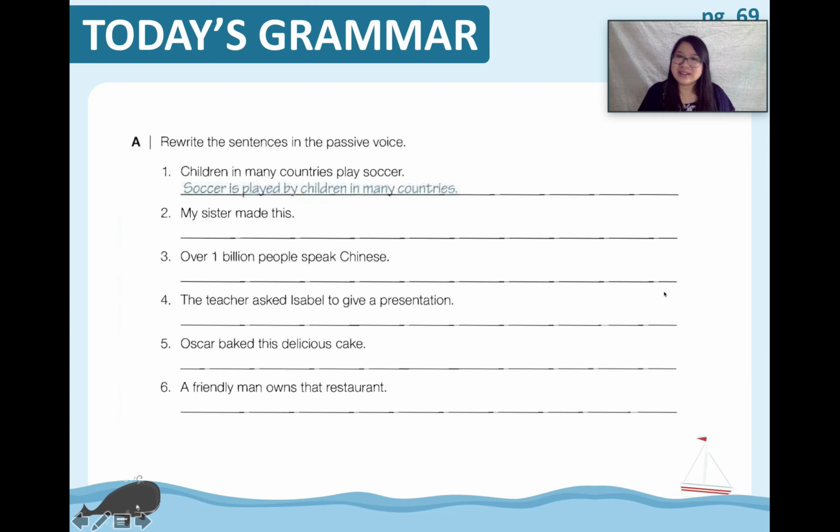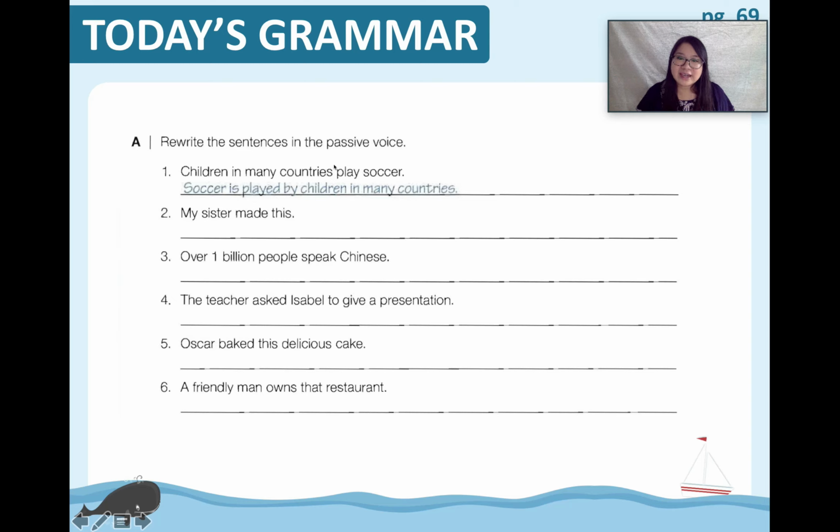Okay, so now look in your textbook. We have some sentences that are written in the active voice, and we need to change them to the passive voice. Let's look at the first example sentence. Children in many countries play soccer. So, children play what? The object is soccer. Children, soccer, we're going to flip the sentence. Soccer is played by children in many countries.